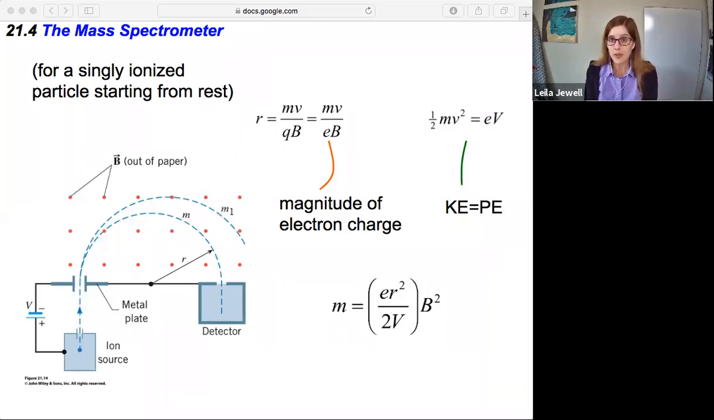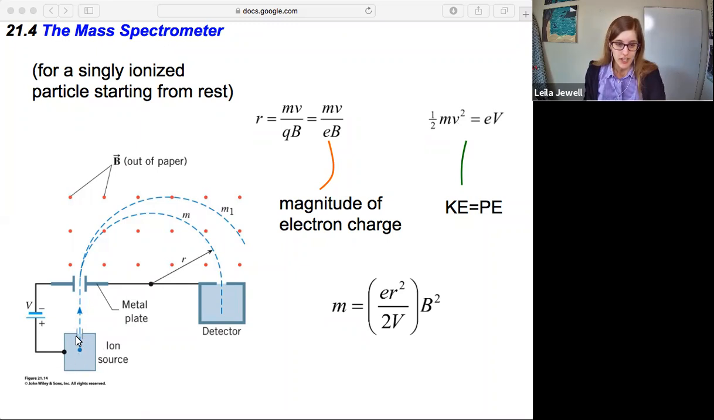Section 21.4, the mass spectrometer. This is a really cool setup for how you can determine the mass of any given atom or molecule. So let's walk through the setup.